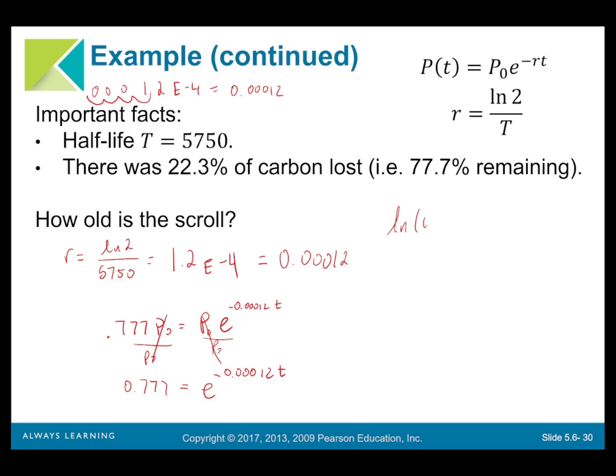Now my t is in my exponent, so of course I need to take a natural log. I'm looking at natural log 0.777 equals natural log of e to the negative 0.00012 t. And the natural log of e cancels away, so we just have negative 0.00012 t. Then, of course, I have a number times t, so I just divide by that number. I get t equals ln 0.777 divided by negative 0.00012, which we want to go to our calculator for now.